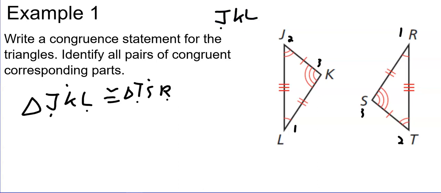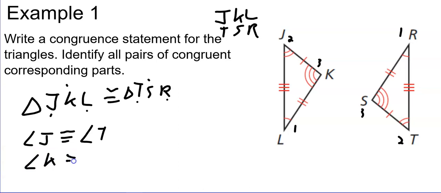And remember the other little trick we talked about earlier in the year, once you know that setup, you can do this and know which parts easily correspond to each other, which we're going to do right now. So, angle J corresponds to angle T. Angle K corresponds to angle S. And angle L is congruent, corresponds to angle R.